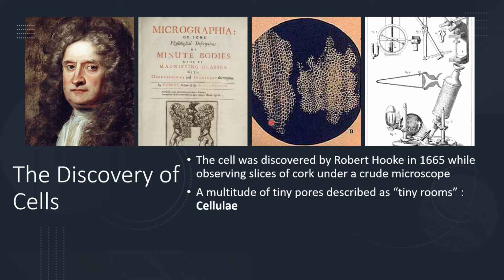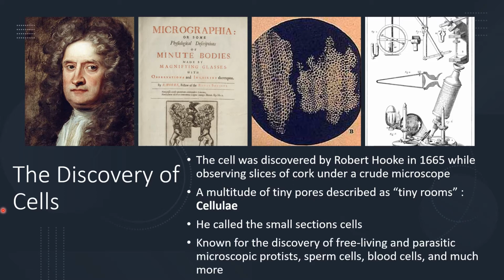And you can see this image of the cork under the microscope. You can see the little tiny holes that are represented in black. And he described those as tiny rooms or cellulae. And you can see that this is where the word cell came from. He called these small sections cells, and he also discovered free-living and parasitic microscopic protists. He looked at sperm cells, blood cells, and much more.